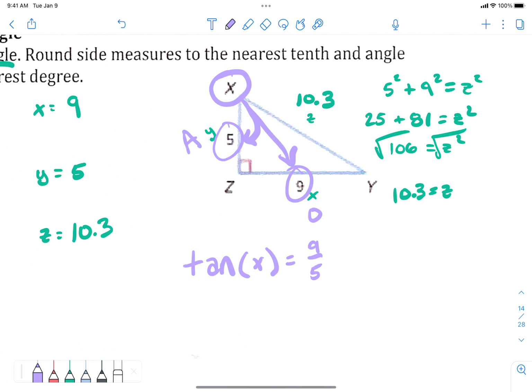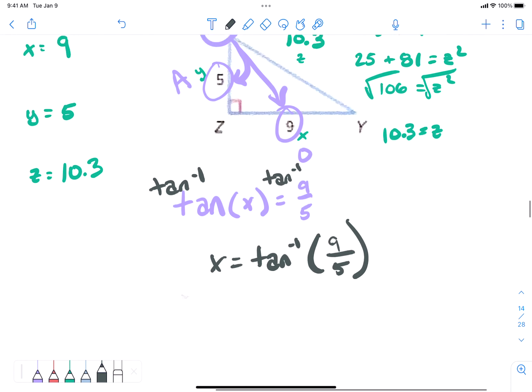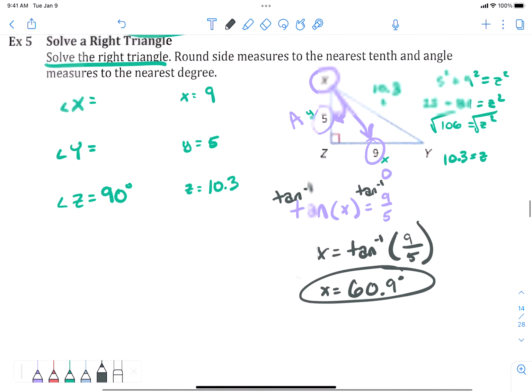How do I get the x out of there? I do the inverse tangent, right? The shift tangent. I was about ready to write shift. Inverse tangent. So x is inverse tangent of 9 over 5, and that will give me the angle. And we're going to do to the nearest tenth, one decimal place. 60.9. Perfect. Okay. So I'm going to put 60.9 up here. And that was angle x.